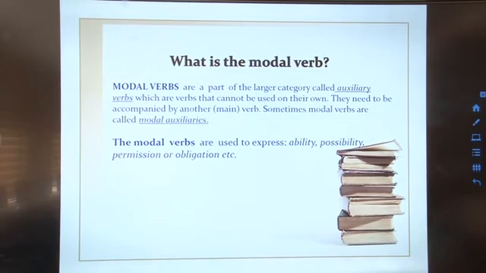First of all, we should answer the following question. What is the modal verb? Modal verbs are part of the larger category called auxiliary verbs, which are verbs that cannot be used on their own. Sometimes modal verbs are called modal auxiliaries. The modal verbs are used to express ability, possibility, permission, or obligation.